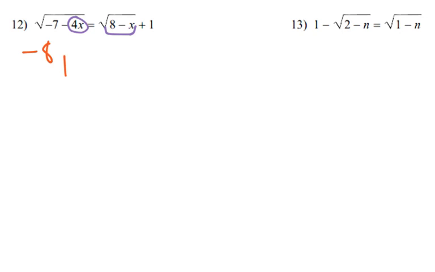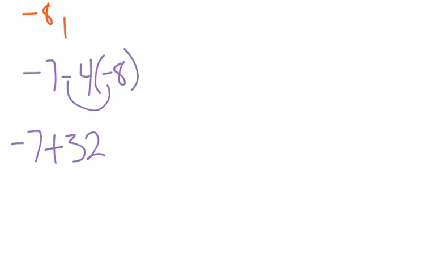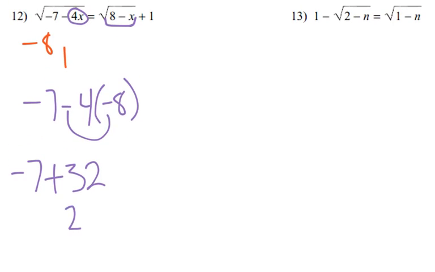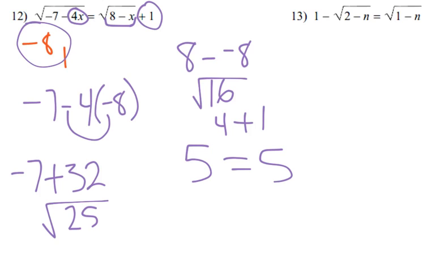Let's take a look at -8. So -7 minus 4 times -8. So negative and negative would be a positive 32. -7 plus 32 would be 25. Square root of 25 is 5. 8 minus a -8 would be 16. Square root of 16 is 4. Plus that 1 would give us 5 on the right side. So there's our answer. A lot of work to get there, wasn't it?